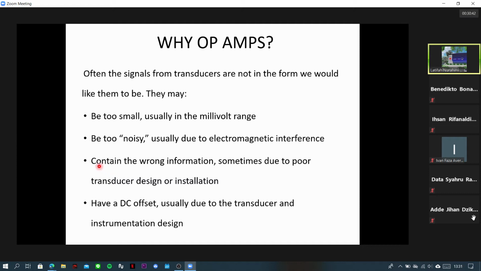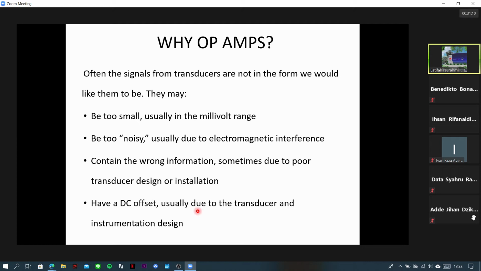And number three, your signals may contain the wrong information, sometimes due to poor transducer design or installation. Okay, this is because the previous installation is not well designed. And number four, it has a DC offset, usually due to the transducer and instrumentation design.